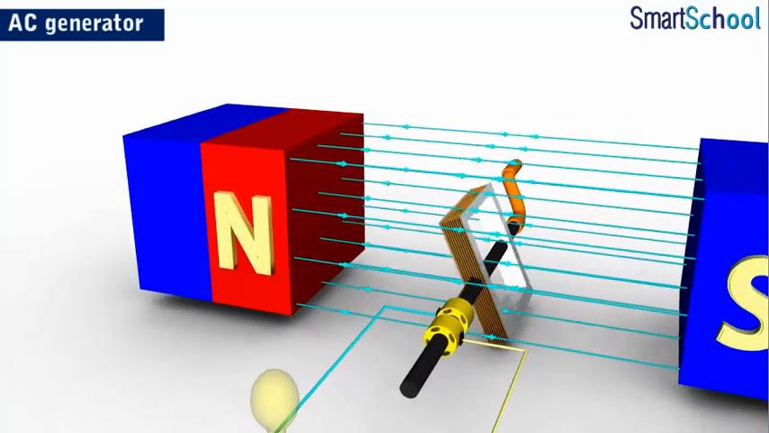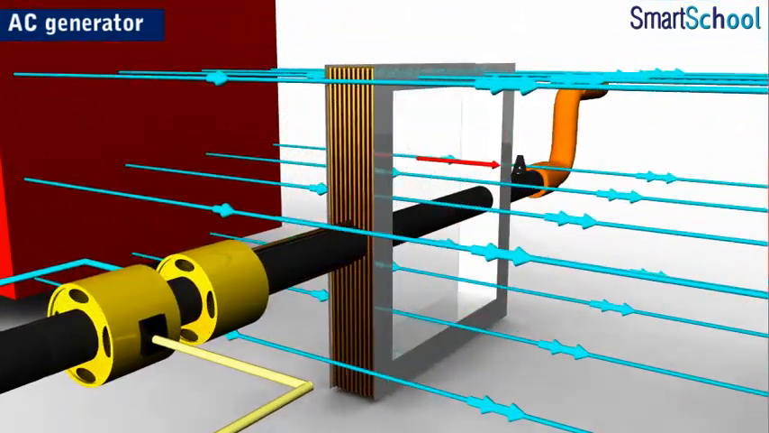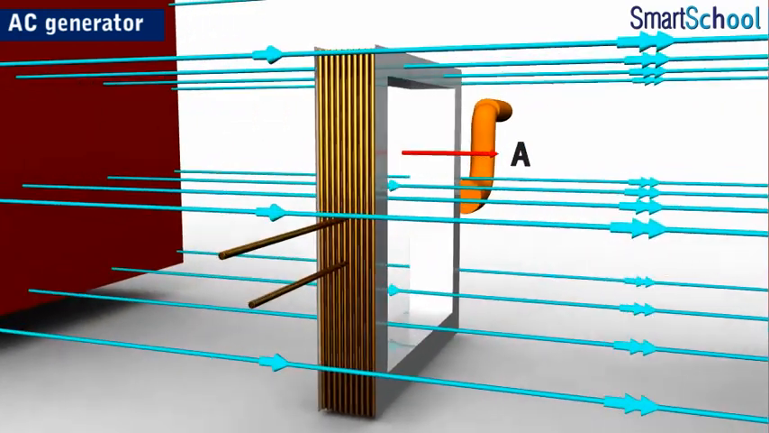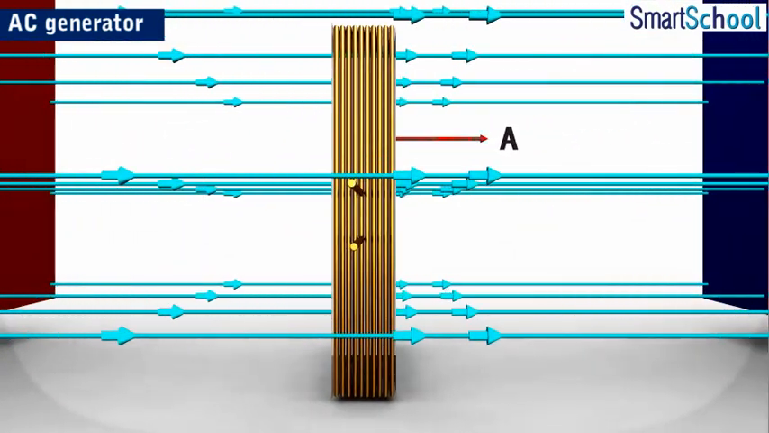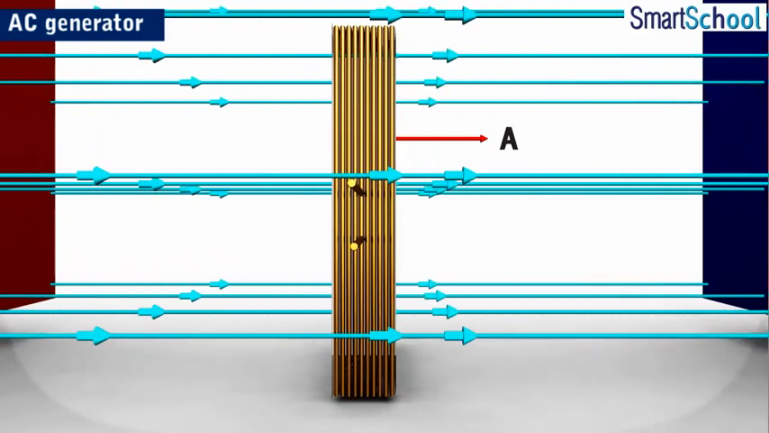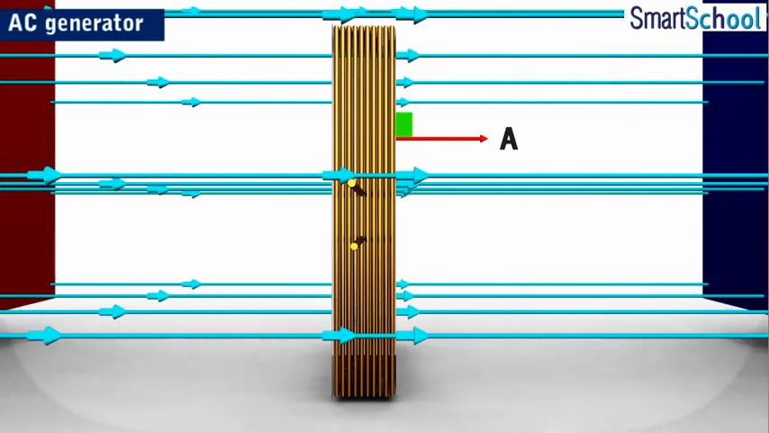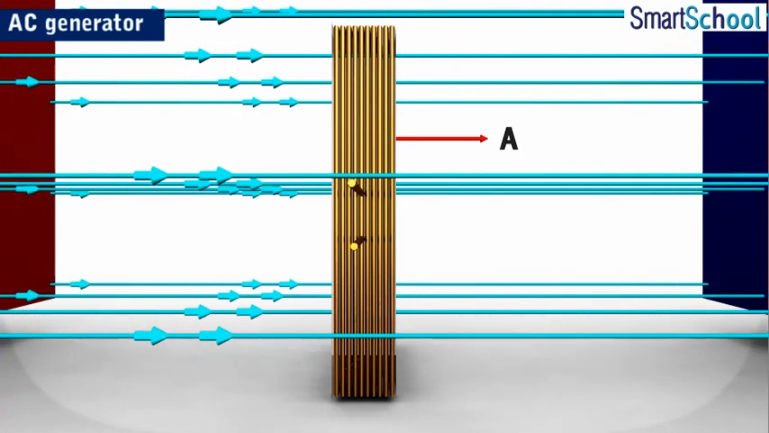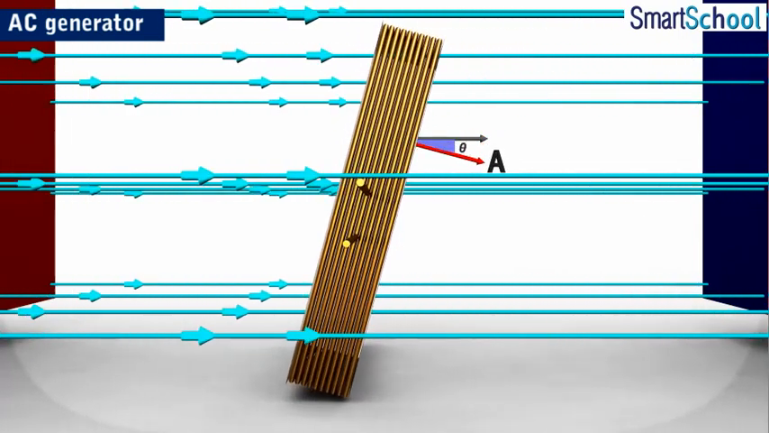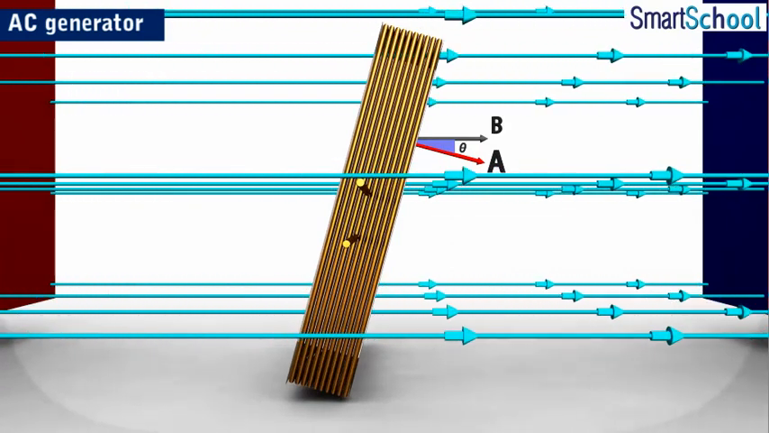Consider the area vector A for the coil. The area vector is normal to the plane of the coil. Initially, let the area vector lie in the direction of the magnetic field. This implies that the plane of the coil is normal to the direction of the magnetic field. Let theta be the angle between the area vector A and the magnetic field B at a given instant of time t.